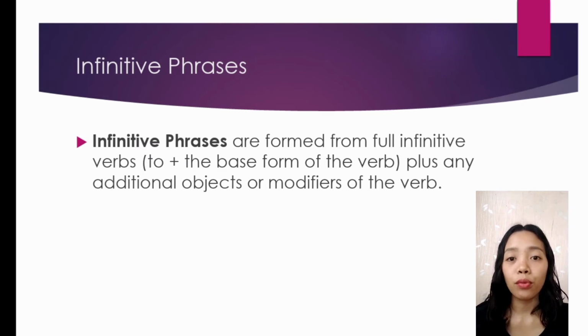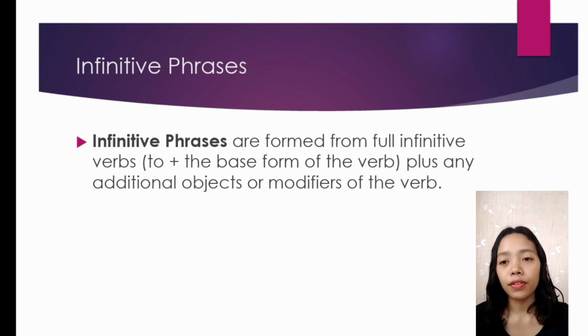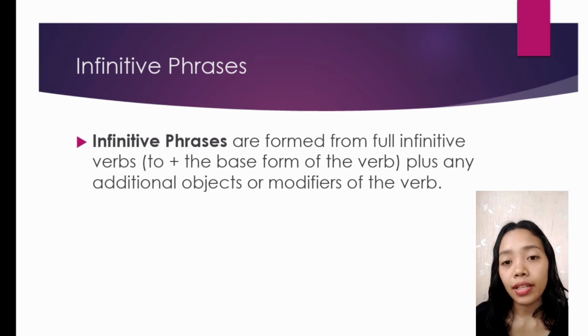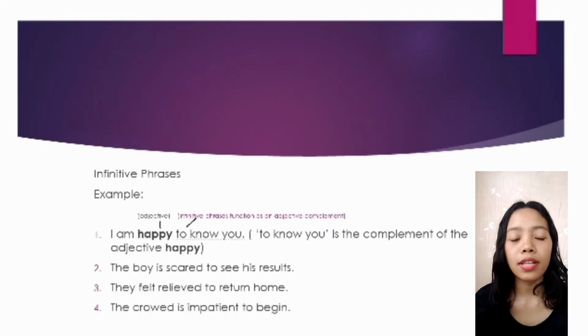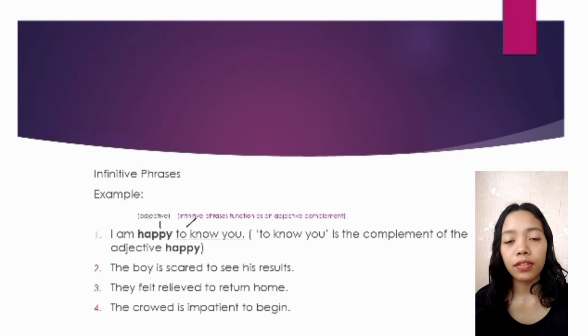Infinitive phrases are formed from the full infinitive verb to plus the base form of the verb plus any additional objects or modifiers of the verb. So be careful not to confuse infinitive phrases and prepositional phrases, because infinitive phrases start with the word to, while prepositional phrases start with a preposition. Here are some examples of infinitive phrases acting as adjective complement.